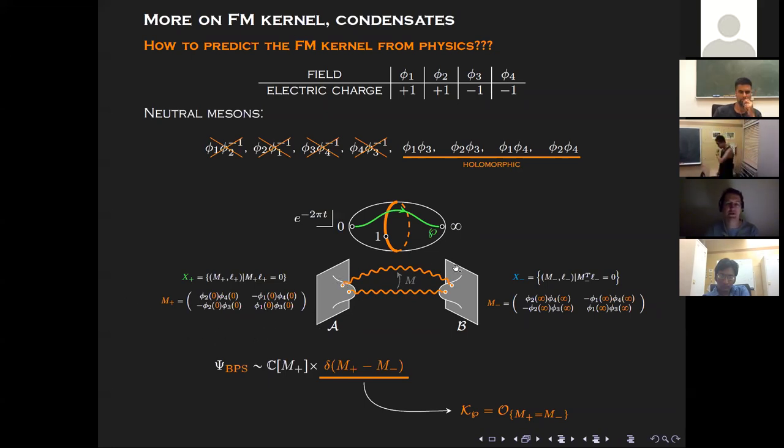Moreover, since it is a constant degree of freedom, I mean a constant deformation mode, the values of the matrix M on the left brane and the right brane should be equal for the state to be BPS. So I have to include in my wave function this delta function, and the kernel of my Fourier-Mukai transform is just the structure sheaf of the support locus of my delta function. So in this way we could predict what kernels we will need to describe our transform.